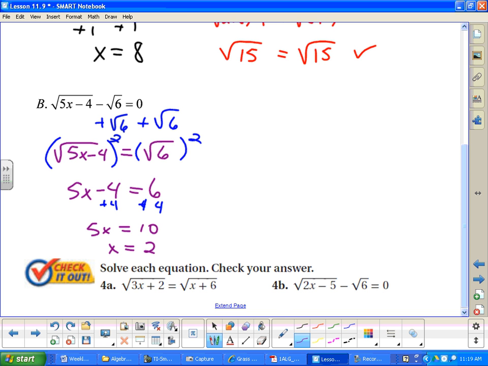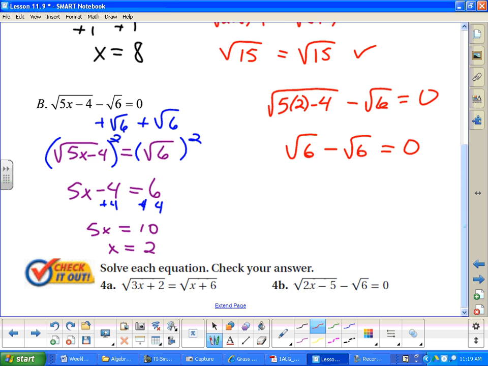Now when I go to check my answer, just remember, always go back to the original. Square root of 5 times 2 minus 4 minus the square root of 6, does that equal 0? 10 minus 4 is 6, square root of 6 minus square root of 6. All right. So 0 does equal 0, so that does check.